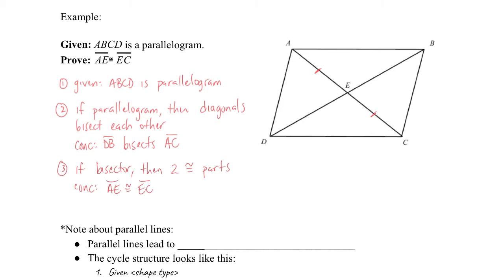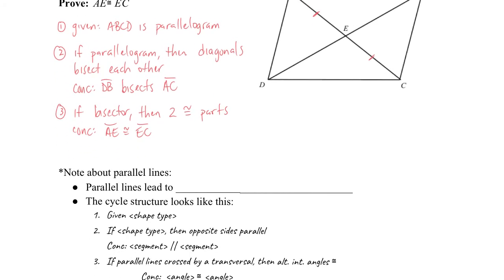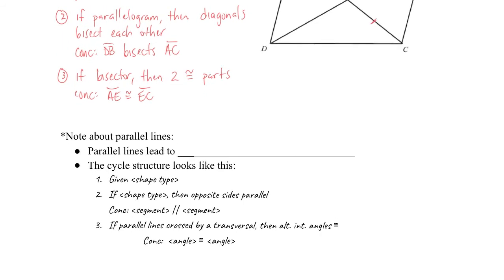So this is an example of what a cycle might look like that is the result of a property of a shape type: parallelogram, rectangle, rhombus, square. This is kind of what it looks like. And the only other thing that I really wanted to talk about in this particular video is that we end up talking a lot about parallel lines when we're talking about parallelograms, because with parallelograms, both pairs of opposite sides are parallel, and rectangle, rhombus, square are all types of parallelograms, so those properties apply there too.